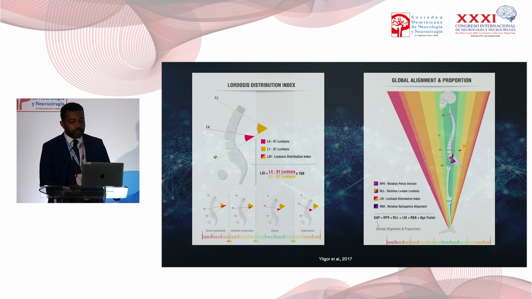Well, it's not just about the criteria that we just saw. There's a lot of other studies that say where you place the lumbar lordosis is really important. This was a paper by Yilgor where it looked at the global alignment and proportion score, and it basically said that in terms of the curvature, you want 80% of your lordosis to be between L4 and S1.